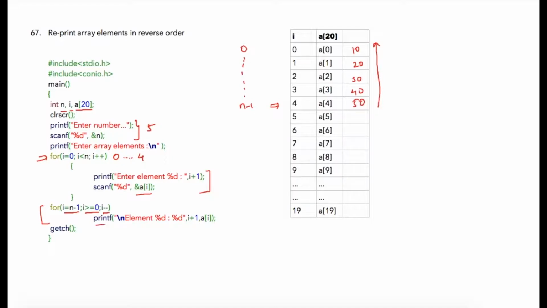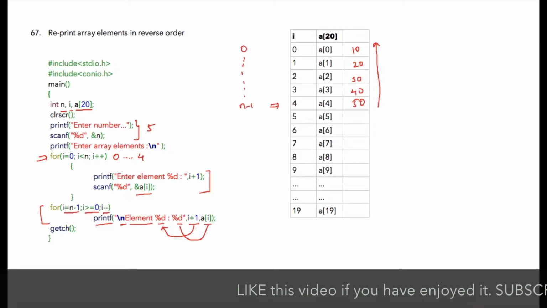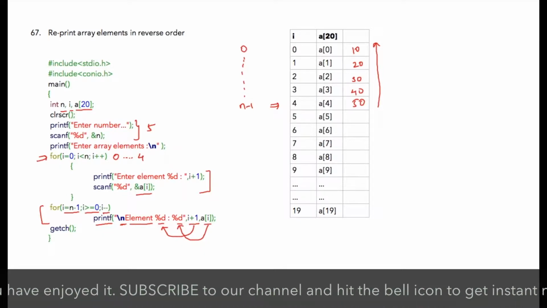And inside of printf statement, I am using \n for printing each element on next line, and the string is printed as element %d : %d. There I am going to print first parameter as I plus 1. So I plus 1 will be replaced over here, and a of I, which is array element, will be replaced over here. So output will be something like this.